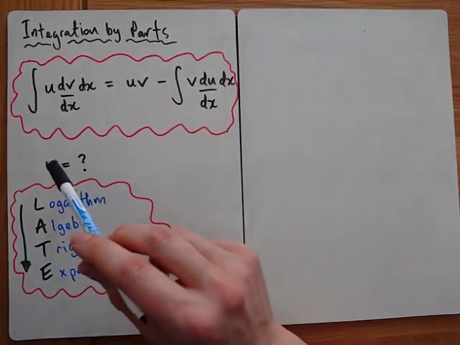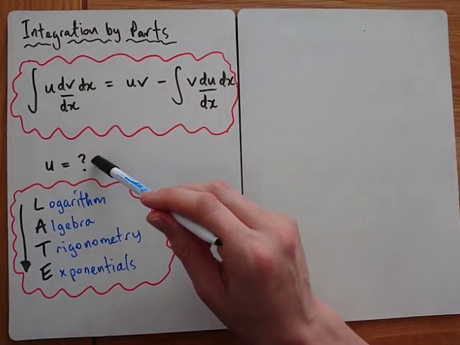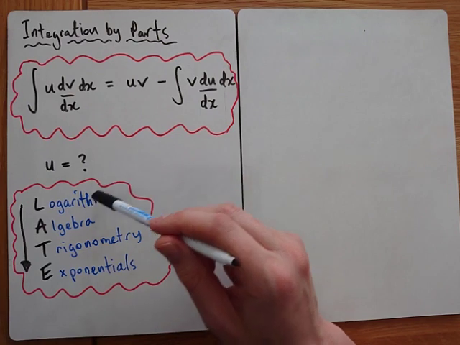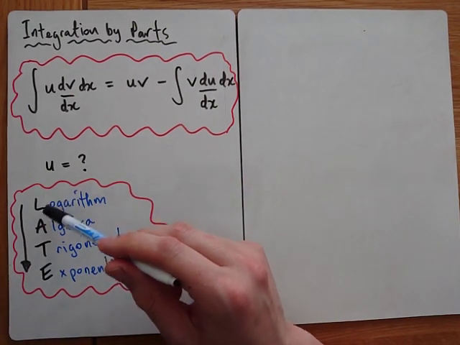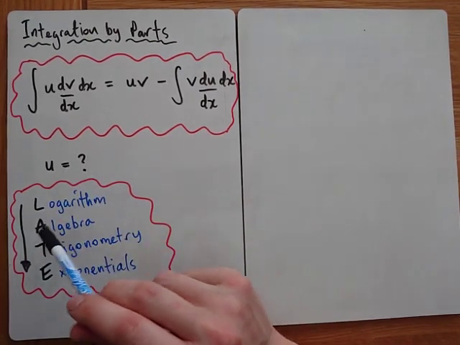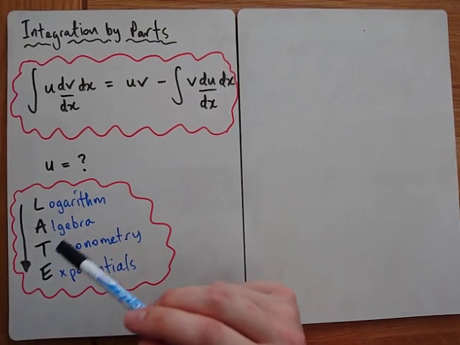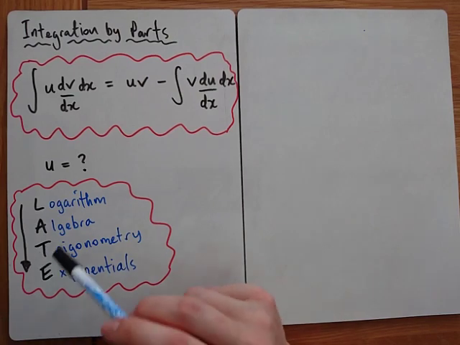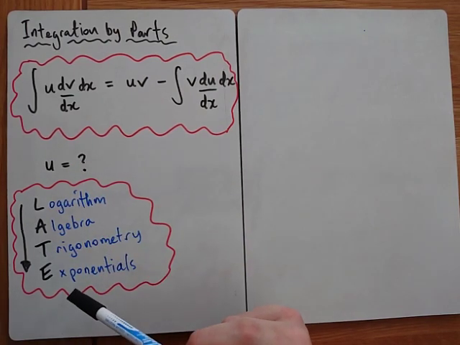Really important that when you're doing integration by parts, you've got to think about what we are going to let u equal. The little way that I remember this is by remembering LATE. If there's a logarithm, that's what we're going to let equal u. If there's some algebra, that's what we're going to let equal u. The order that we go down is the order of precedence. So if there's a log, that's always going to be u. If there isn't a log but there's algebra, that would be what we let equal u.